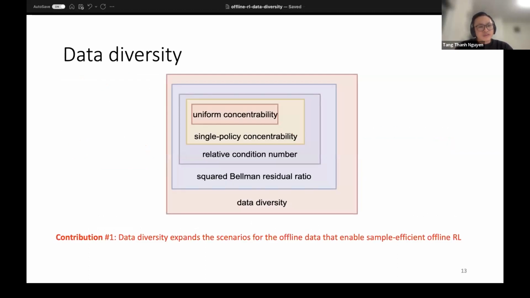For the first contribution, about data diversity, this is a notion inspired by transfer learning. We use that to propose a notion for offline reinforcement learning. The implication is that it characterizes the scenarios in which offline reinforcement learning is sample efficient.